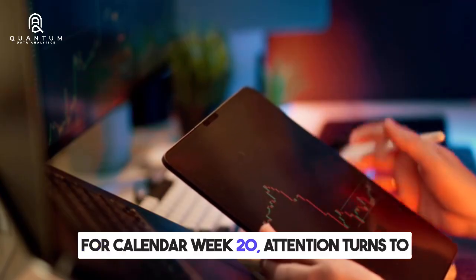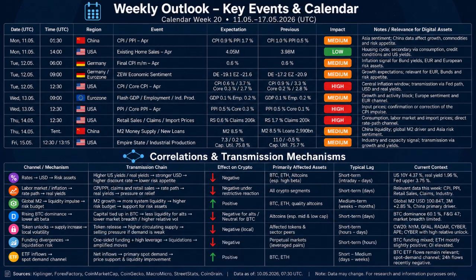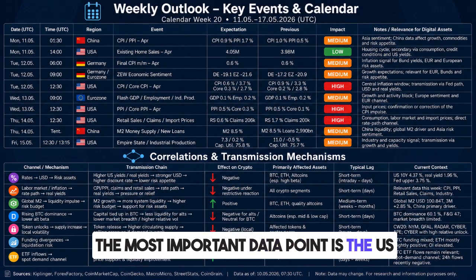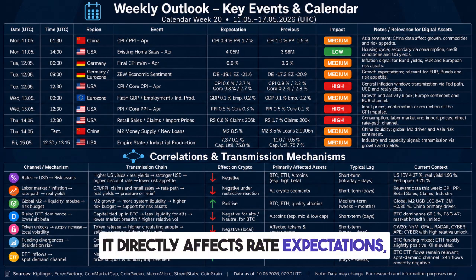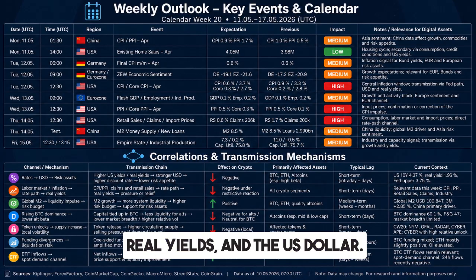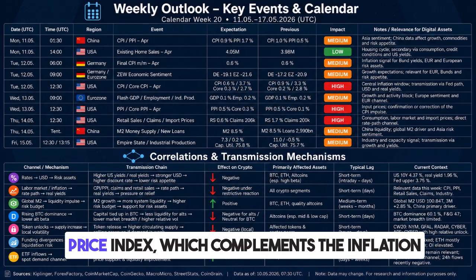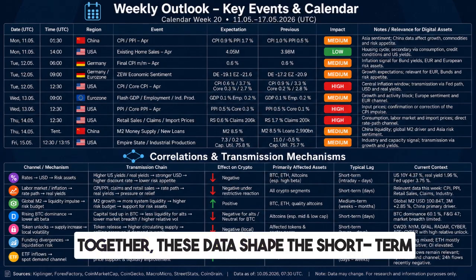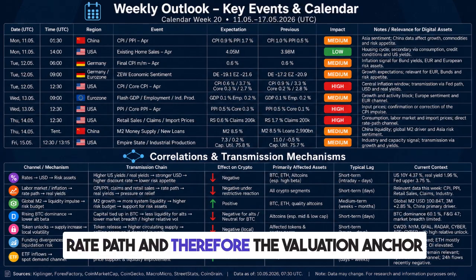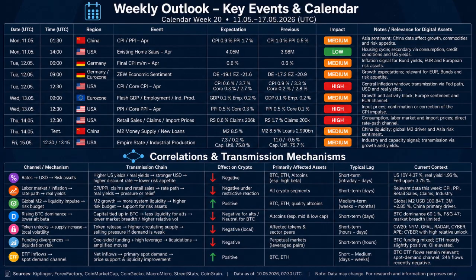For calendar week 20, attention turns to clearly identifiable event windows. The most important data point is the US Consumer Price Index. It directly affects rate expectations, real yields, and the US dollar. This is followed by the US Producer Price Index, which complements the inflation picture at the corporate level. Together, these data shape the short-term rate path and therefore the valuation anchor for risk assets and digital assets.